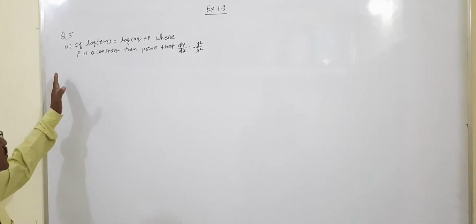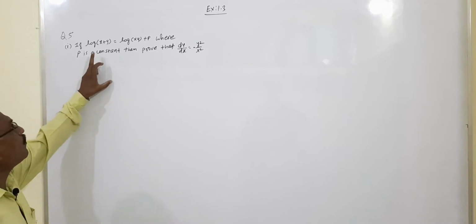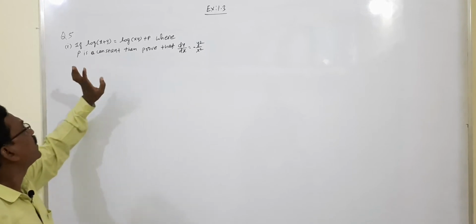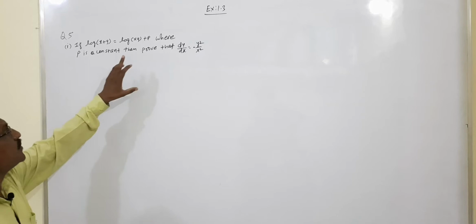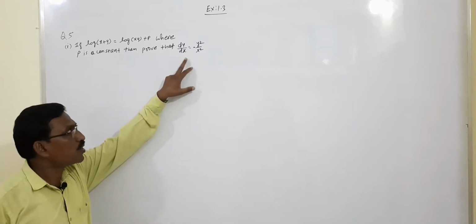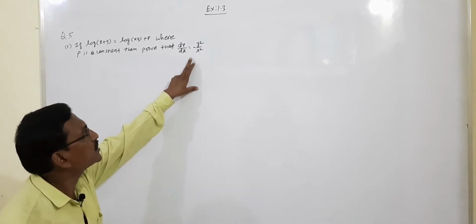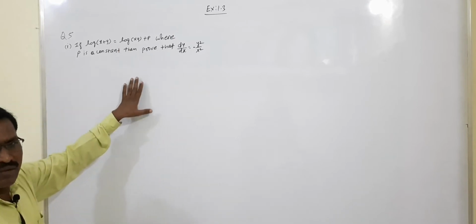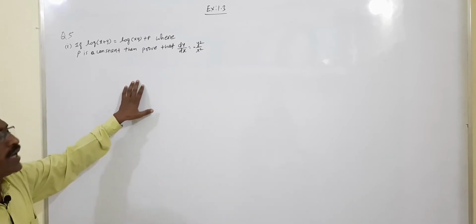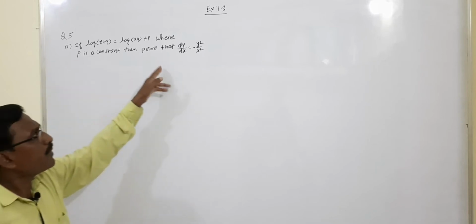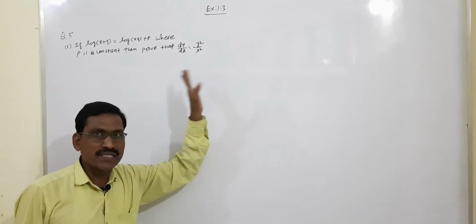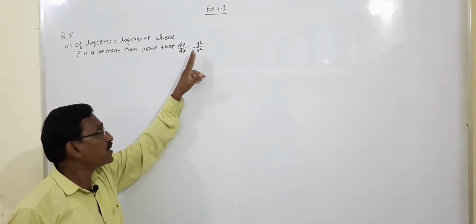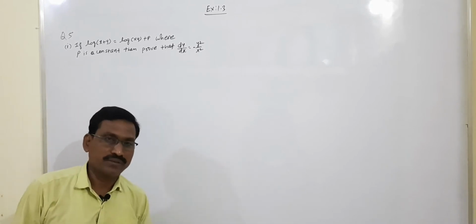The first question: if log of x plus y equals log of xy plus p, where p is a constant, then prove that dy by dx equals minus y square by x square. In the previous example, we had to show that dy by dx equals y by x square, but here it is equal to minus y square by x square.